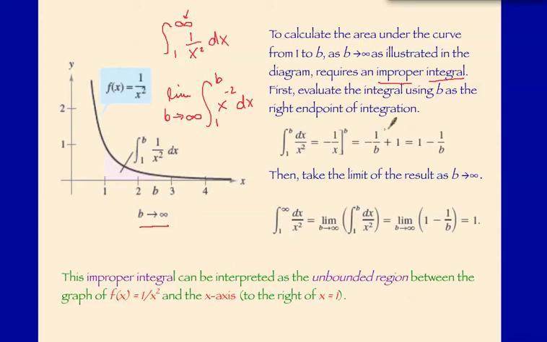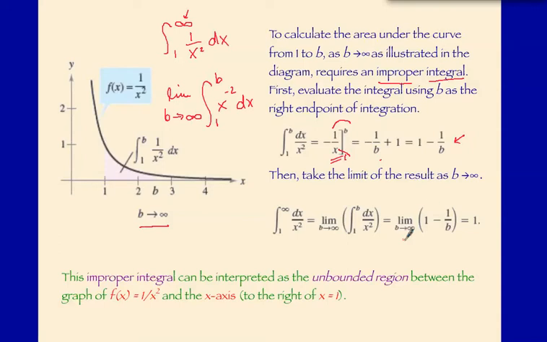So notice here we've replaced infinity with the letter b as the right endpoint of integration, and so we're going to integrate from 1 to b dx over x squared. We end up with this antiderivative, and then from 1 to b, when you plug b in for x, you get -1 over b. When you put 1 in for x, you get +1, or minus a -1, which is a +1. And that can be rewritten as 1 minus 1 over b.